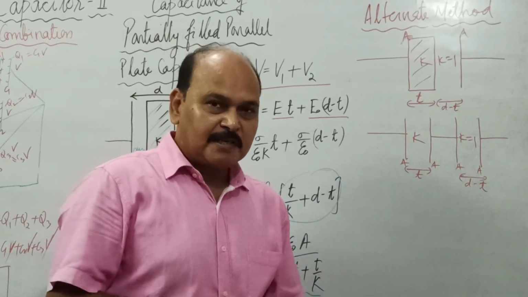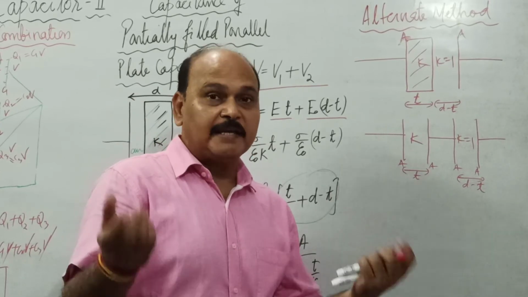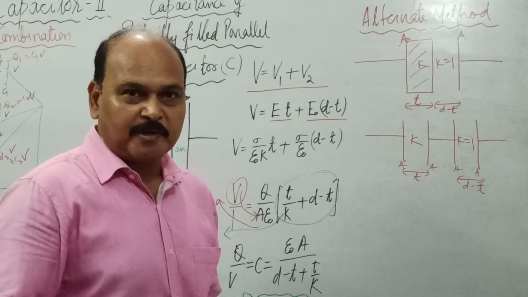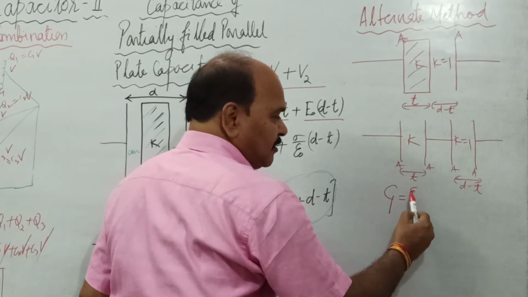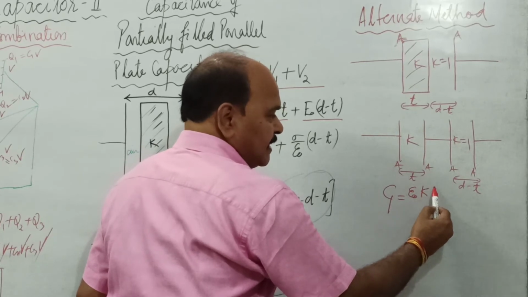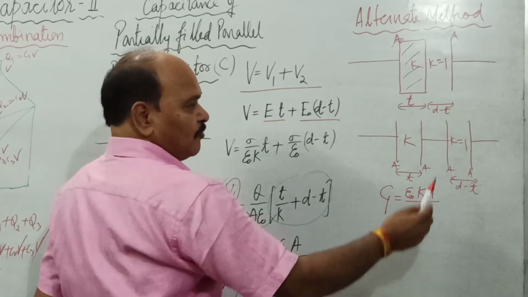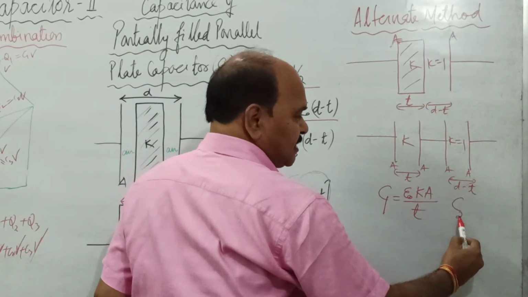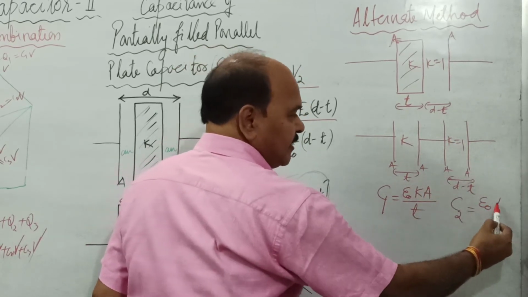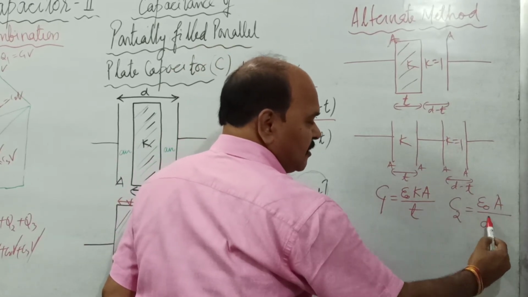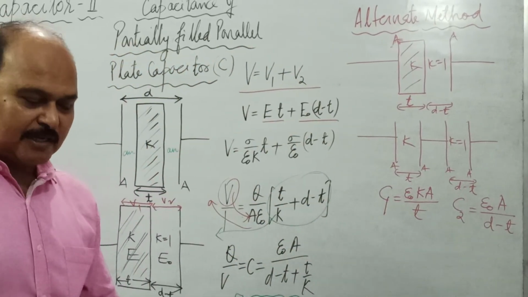Capacitance of a capacitor is epsilon naught K, the dielectric constant, into A, the area of the plates, upon separation between the plates. So capacitance of this capacitor is going to be epsilon naught K A upon t. What is the capacitance of this capacitor? It is going to be epsilon naught, dielectric constant 1, A the area of plate, upon distance between the plates, d minus t. Since these two are in series, what is their equivalent?